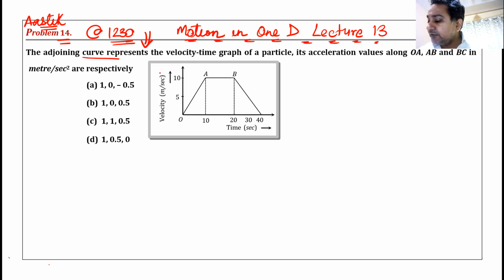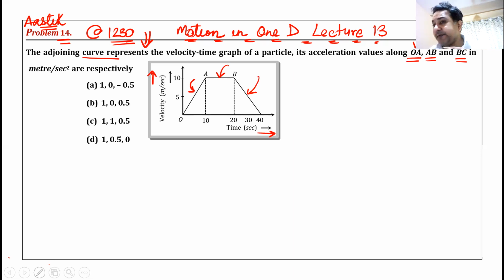There is a curve. This is a VT curve. Velocity is plotted along y-axis. Time is plotted along x-axis. The VT graph is shown. We have to find out the acceleration from O to A, A to B, and B to C. So we have to find acceleration in all the three parts. The three parts being O to A, meaning this part. What is the acceleration? A to B, this part. What is the acceleration? B to C, this part. What is the acceleration?